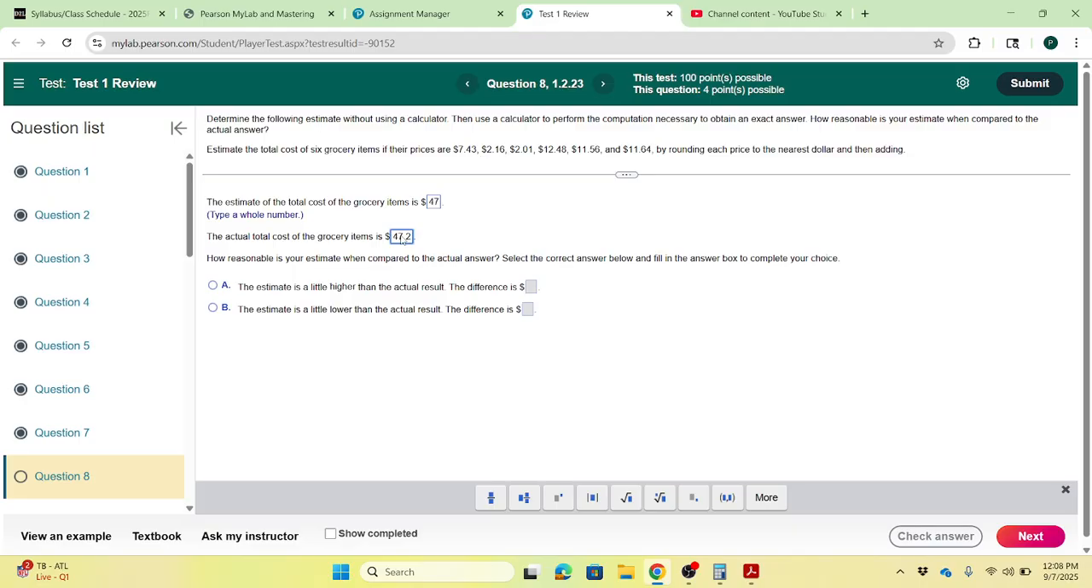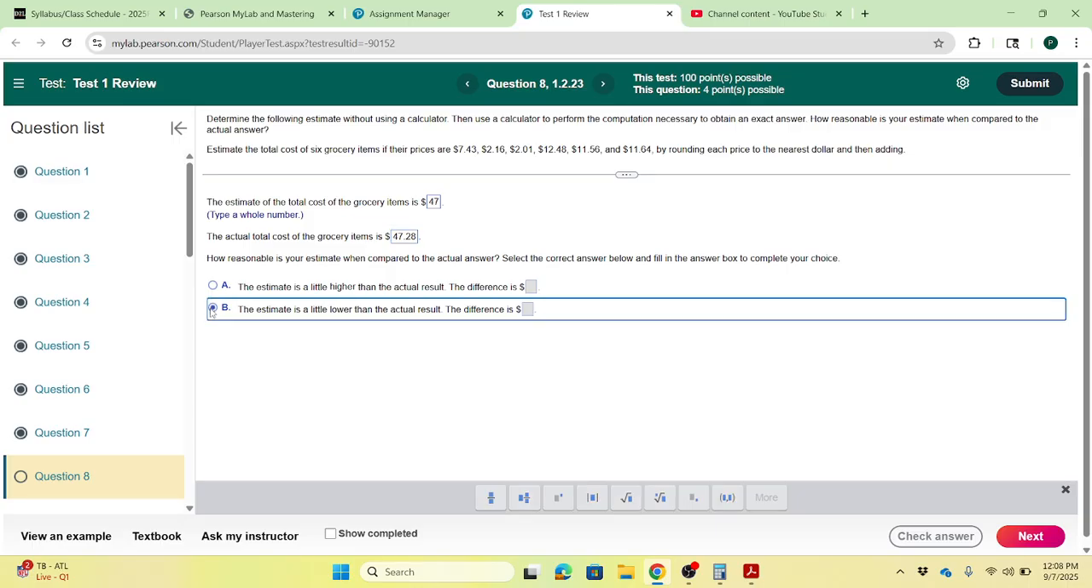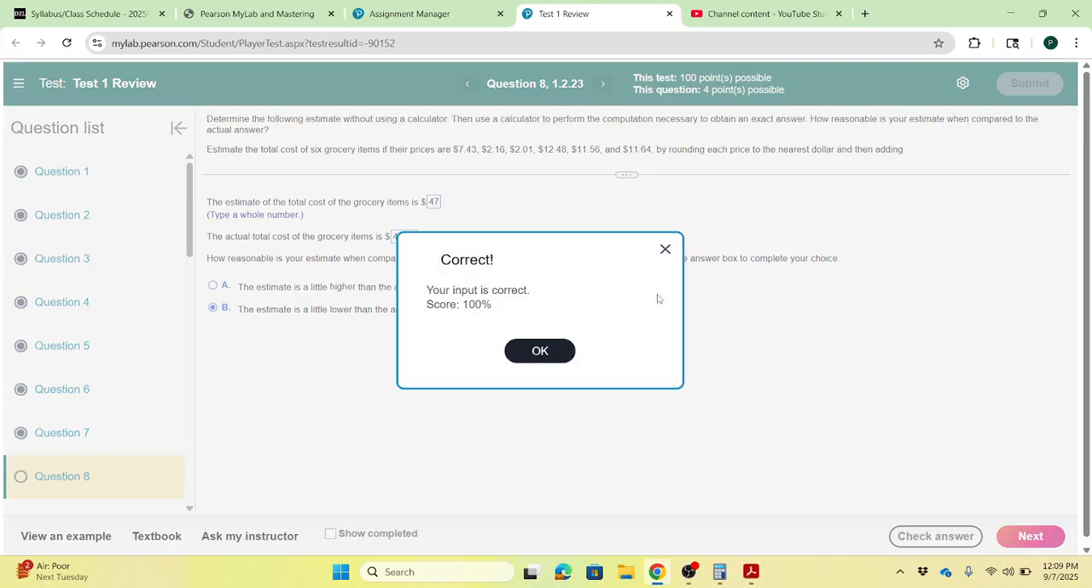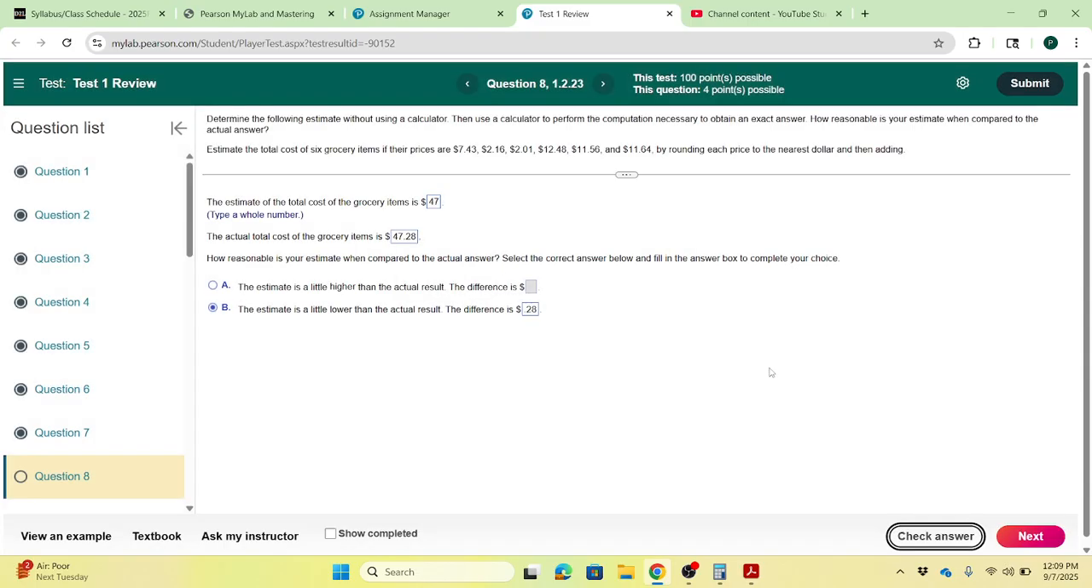47.28, and they are very, very close. So the estimate is a little lower than the actual value, and the difference is, as you can see, 0.28, because if you subtract 47 from the actual number, that gives you the difference. Let's go to the next number.